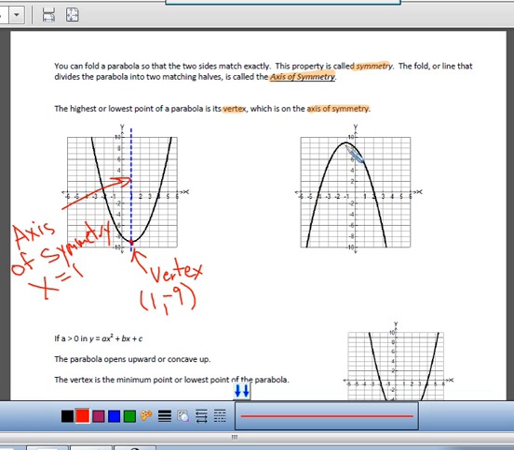Over here in this example, the vertex happens to be the highest point, the turning point here. The vertex for this parabola is the point -1, 9.